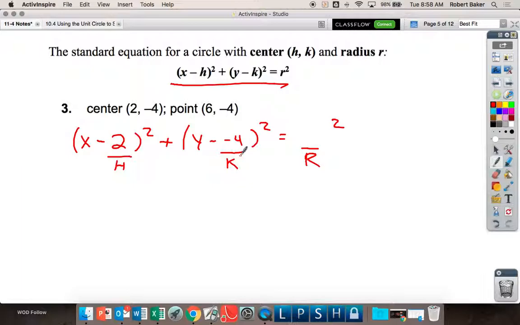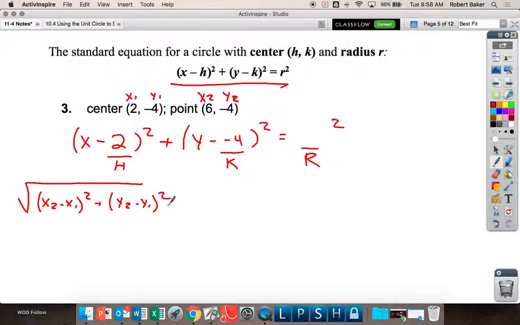And then what do we have to do for our r value? We have to do the distance formula to find our r value. So x2 minus x1, or x2, y2, x1, y1, and we're using the distance formula: the square root of (x2 minus x1) squared plus (y2 minus y1) squared. That is the distance formula. So x2 minus x1, 6 minus 2 squared, plus y2 minus y1 squared, which is -4 minus -4. I wrote that wrong.